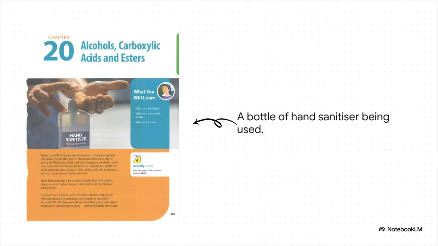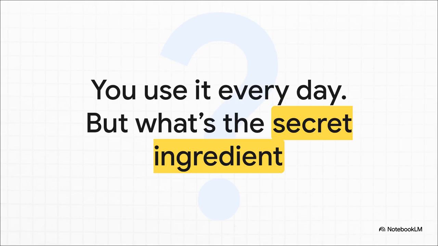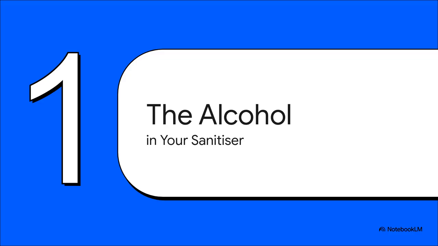Okay, let's start with something you've probably used about 1,000,000 times, especially over the last few years. Hand sanitizer. I mean, this stuff is everywhere, right? In our bags, on our desks. Well, this simple bottle is actually our first clue in a really cool chemical mystery. So you know it works, you know it cleans your hands. But what's actually in there doing the work? What's the secret ingredient, the molecule that does all the heavy lifting to get rid of germs? Let's find out.